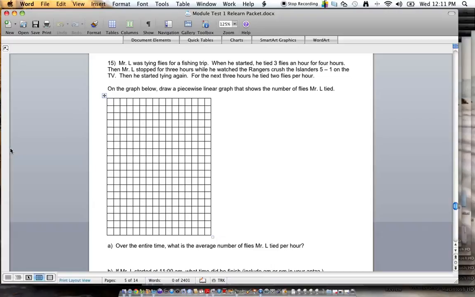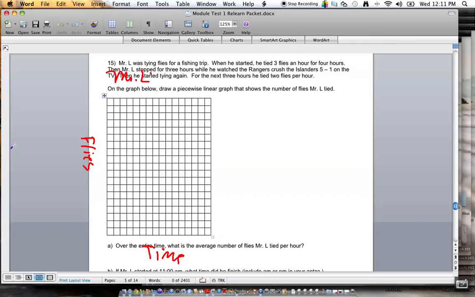All right, so here we are on the last part of the test, section A. And I expected the results on this part to be better than they were. So let's start with the fact that we always have to label the graph. So this is going to be the number of flies tied. This is going to be the time. And I have to give it a title. A lot of people forgot the title.